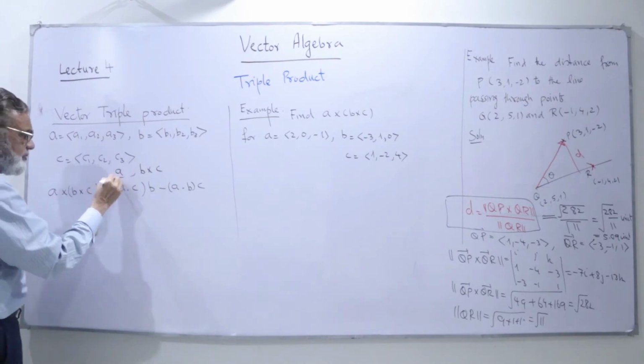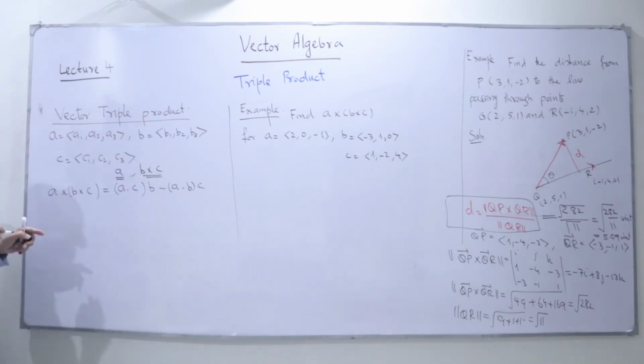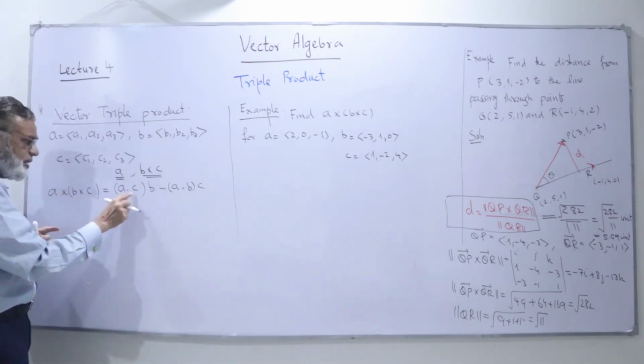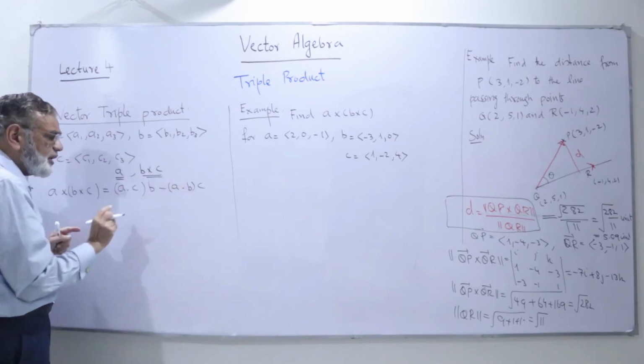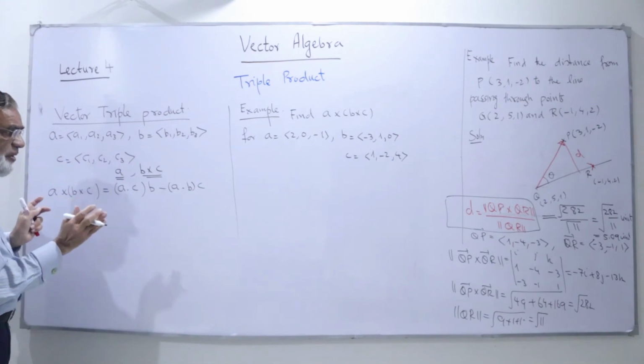So we now have two vectors, A and B cross C. Now we can take their cross product, A cross B cross C. We can write this in terms of scalar values: A dot C into B minus A dot B into C. Whether I take the right hand side or the left hand side, the result will be the same, a vector.